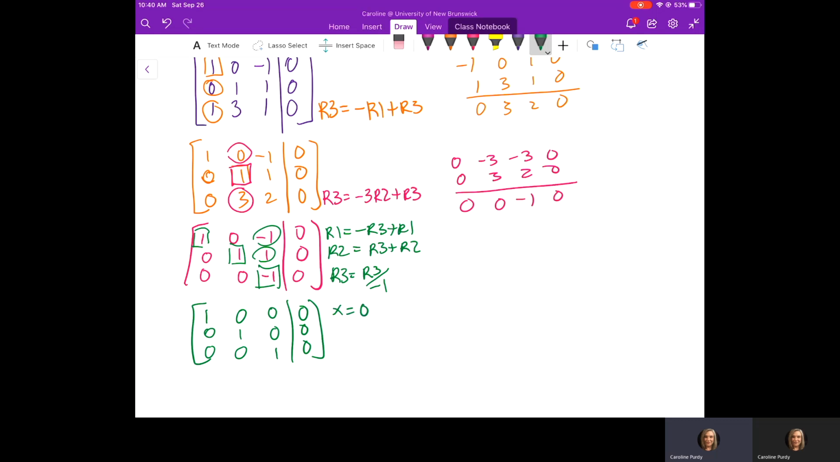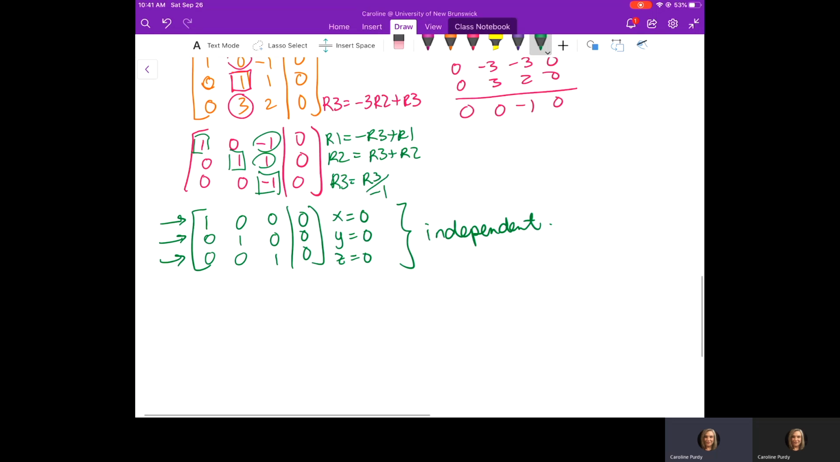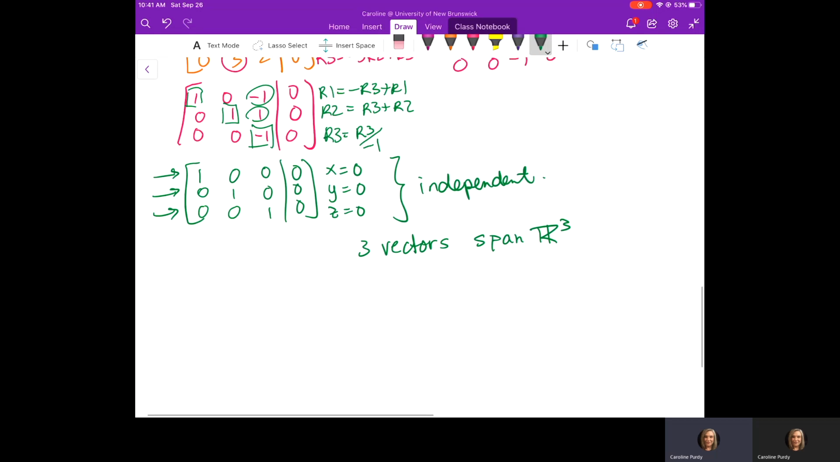So if I continue on, I get this. So the solution is x equals 0, y equals 0, and z equals 0. So that means that it is independent. There are no free variables. There is a lead 1 in each row. So these three vectors span R3.